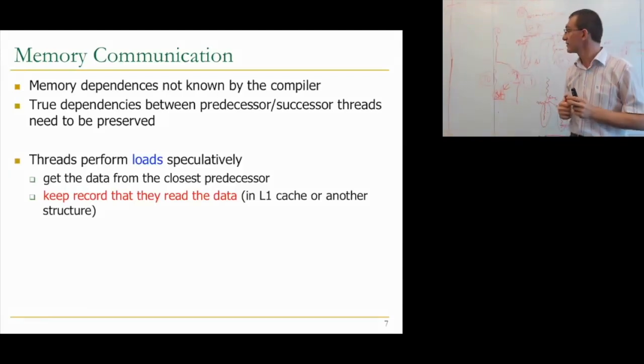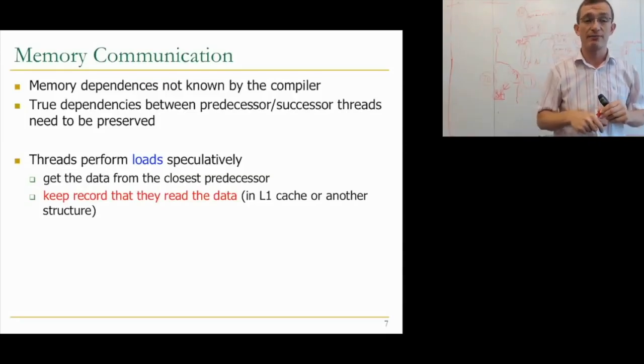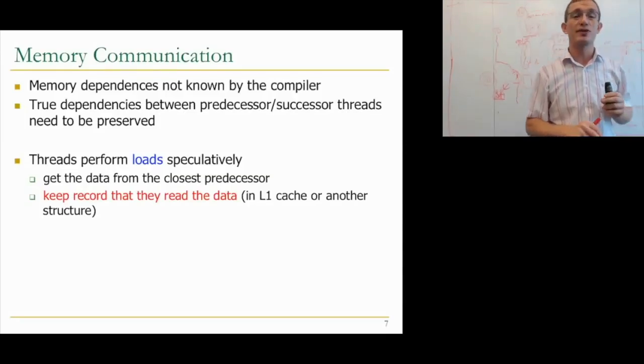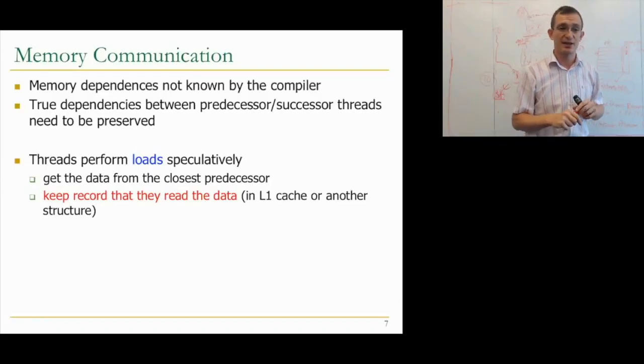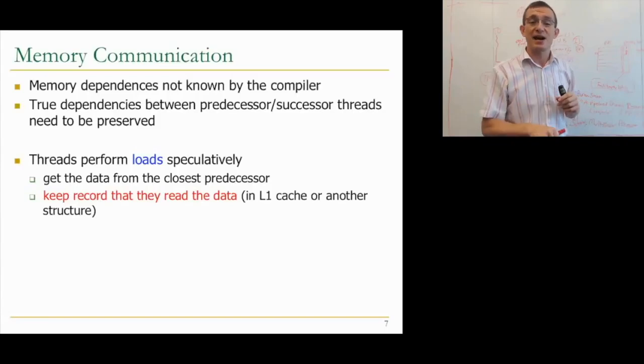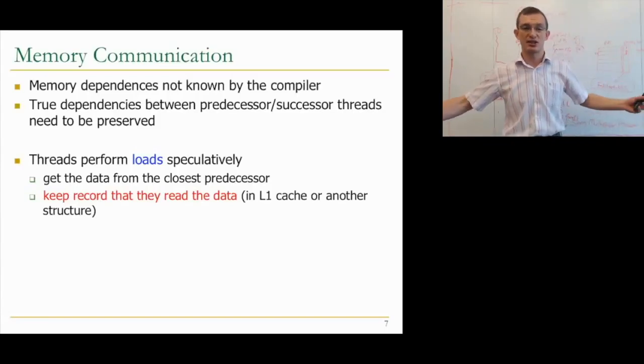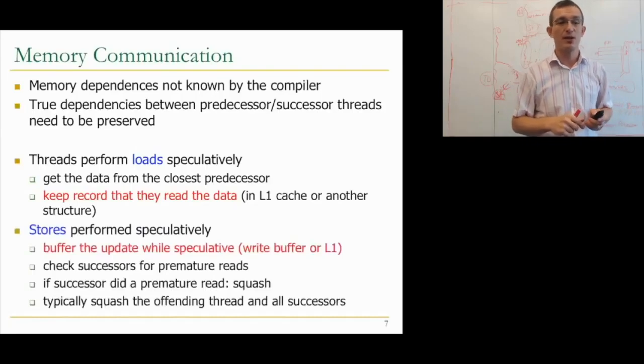In general, in thread level speculation approaches, a thread performs loads speculatively and gets the data from the closest predecessor thread. Right? And it keeps a record that it has read the data. And it keeps this record in the L1 cache or another structure. And we will see some examples of this.